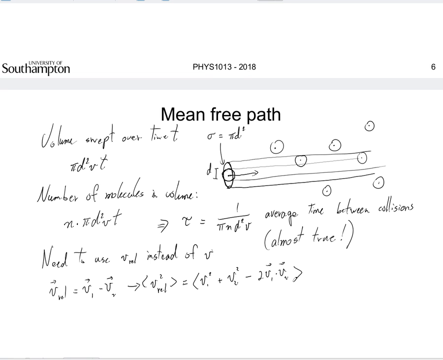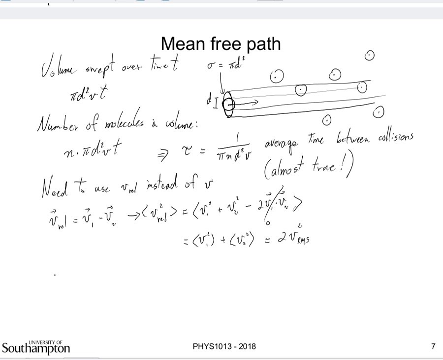So this is 0, and then you get the expectation value of v1 squared plus the expectation value of v2 squared, but of course, since they're taken both from the same distribution, all these particles follow the Maxwell-Boltzmann distribution, this is equal to 2 velocity RMS squared. So what this means is that we have to replace v squared with 2 VRMS squared.